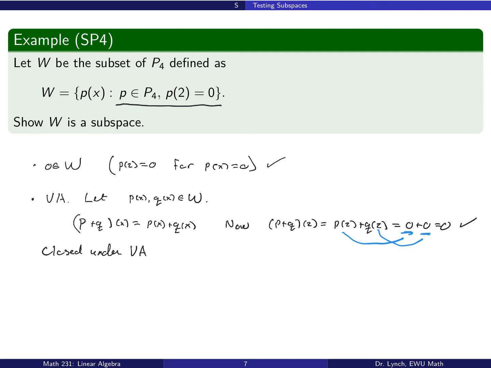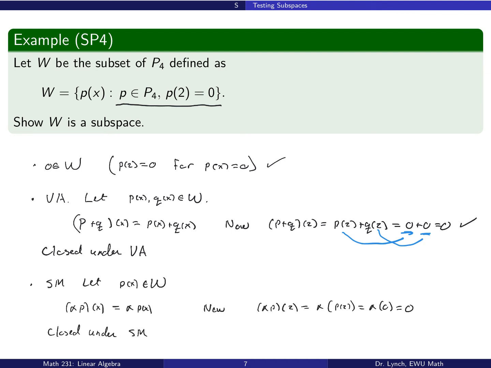It works similarly for scalar multiplication. Scalar multiplication in P4, alpha P is defined as alpha times the function P of X. So of course alpha P evaluated at 2 is just alpha times P evaluated at 2. Now again, since P is an element of W, it follows the rule for membership in W, so evaluation of P at 2 gives 0, and therefore we see that alpha P at 2 is also 0. Okay, so this is how one would show that W is closed under scalar multiplication. Since it's closed under vector addition and scalar multiplication, we see that W is a subspace.